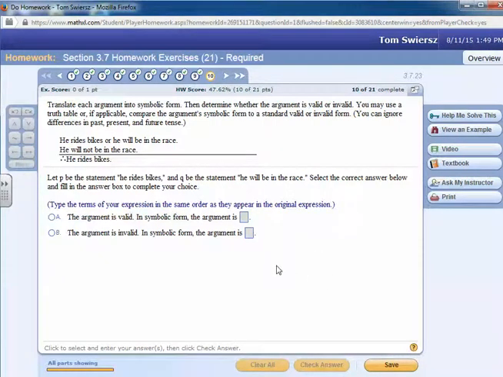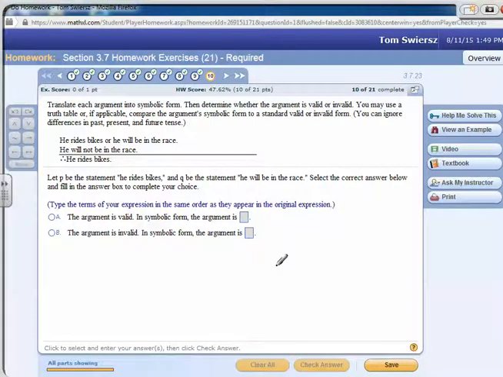Okay, number 10. Translate each into a symbolic form. So that he rides his bike is P. Or he will be in the race, which is Q, P or Q. He will not be in the race, which is the negation of Q. Therefore, he rides his bike, which is P.